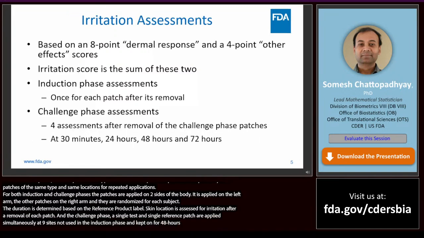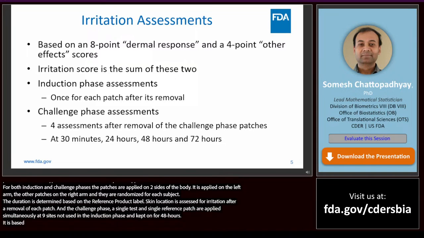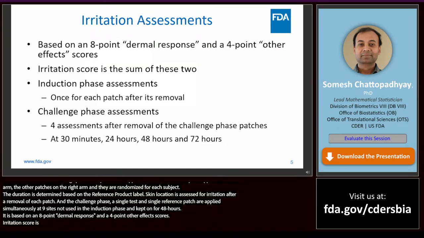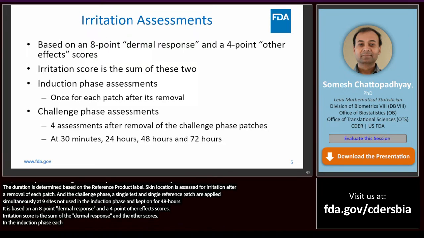Irritation assessments are based on an 8-point dermal response scale and a 4-point other effects score. For each of these, a higher score reflects a higher level of irritation. The irritation score is the sum of the dermal response and the other effects scores. In the induction phase, each patch application site is assessed for irritation after removal of each patch.